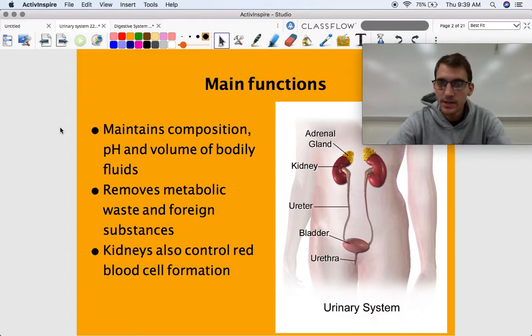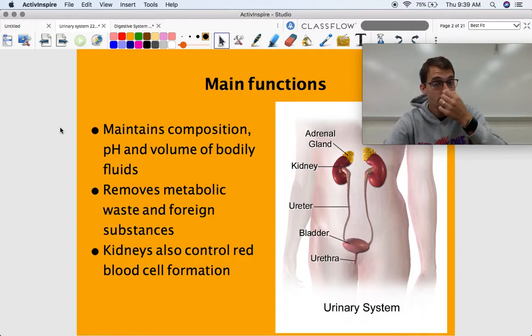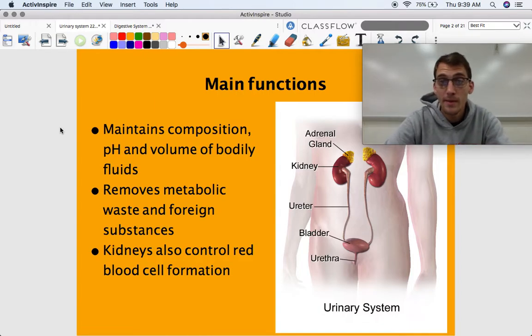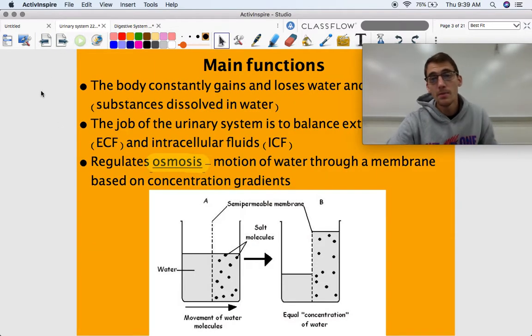And by extension, it decides what should be in the extracellular and intracellular fluid, what should not be, and maintains the composition of those fluids. Also, second thing here, kidneys also control red blood cell formation. I imagine at this point of the year, we have talked about blood and what red blood cells do, and the kidneys help to make those. So, hooray.